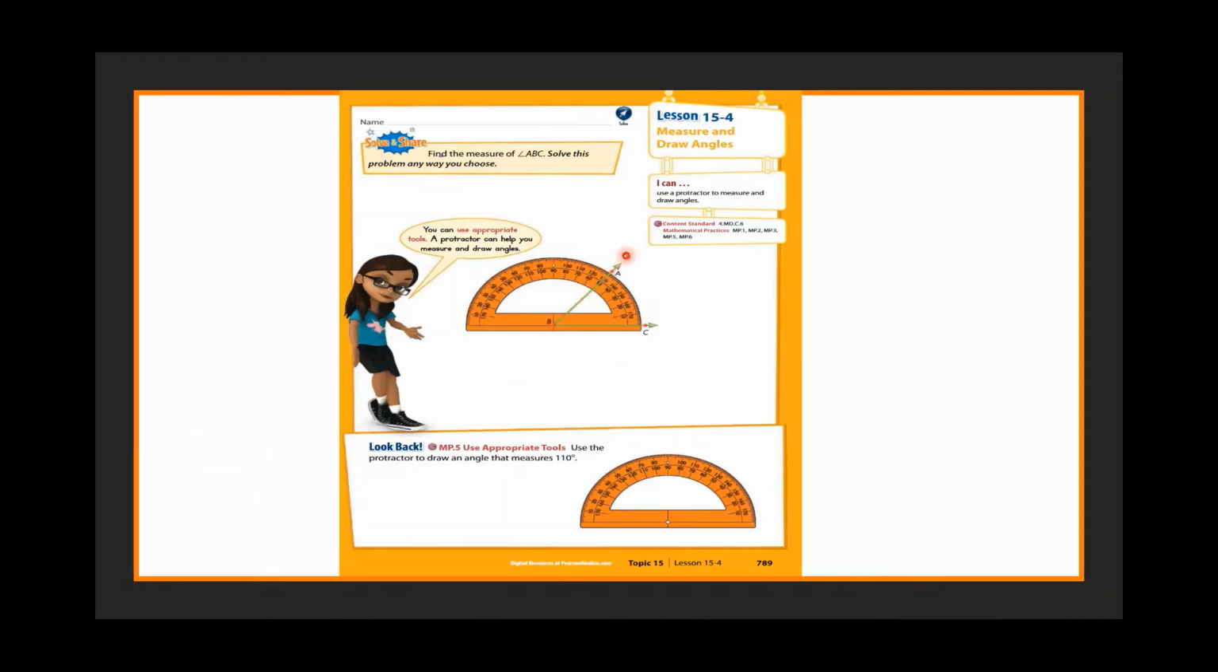Now we have learned that if the angles are facing towards the right, we will use the inner scale. If the angles are facing towards the left, we are going to use the upper scale. So here we will use the inner scale. Now, can you tell me what's the measure of this angle? So we are going to take the inner scale. So it's 50 degrees, right? So you can write here angle ABC equals 50 degrees.